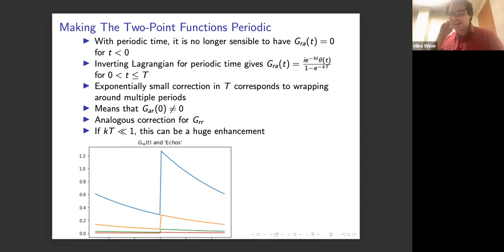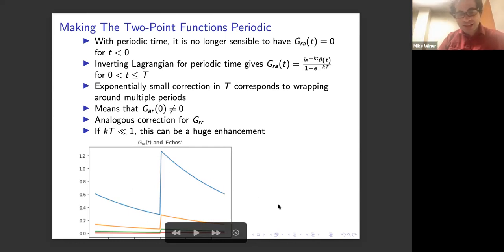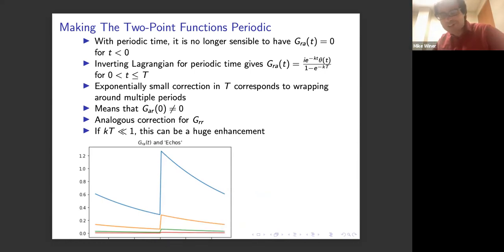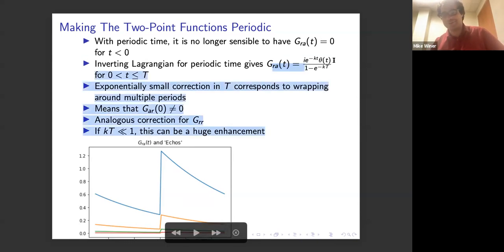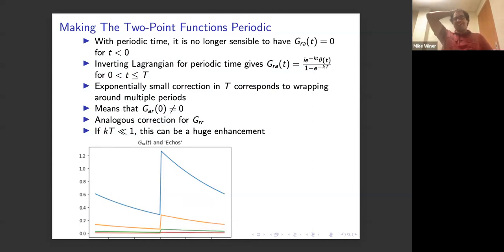So I tried to have a drawing in order to illustrate it. Blue is a graph of GRA for positive time and negative time. And then these other graphs are just supposed to illustrate how it's the sum of all these exponentially small echoes. I'm not sure if anyone's actually going to get that here, but if not, here's the formula for it. So does everyone either understand the graph or understand the formula?